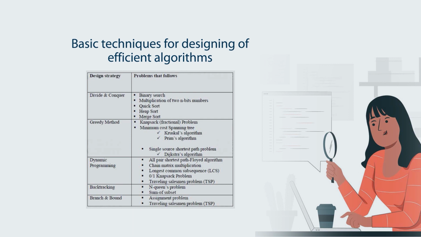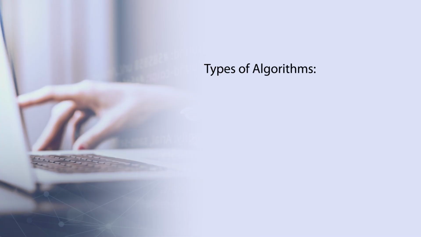Similarly, in the greedy method, there is the knapsack problem. 0-1 knapsack will be used in dynamic programming, and Dijkstra's algorithm, Kruskal's algorithm, Prim's algorithm are all part of the greedy algorithm. And all pair shortest path Floyd-Warshall algorithm, 0-1 knapsack, traveling salesman problem will be solved through dynamic programming. The N-Queens problem is solved through backtracking. Assignment problem, TSP problem will be solved; TSP is actually solved in the dynamic way and by branch and bound also. So these are the types of algorithm.